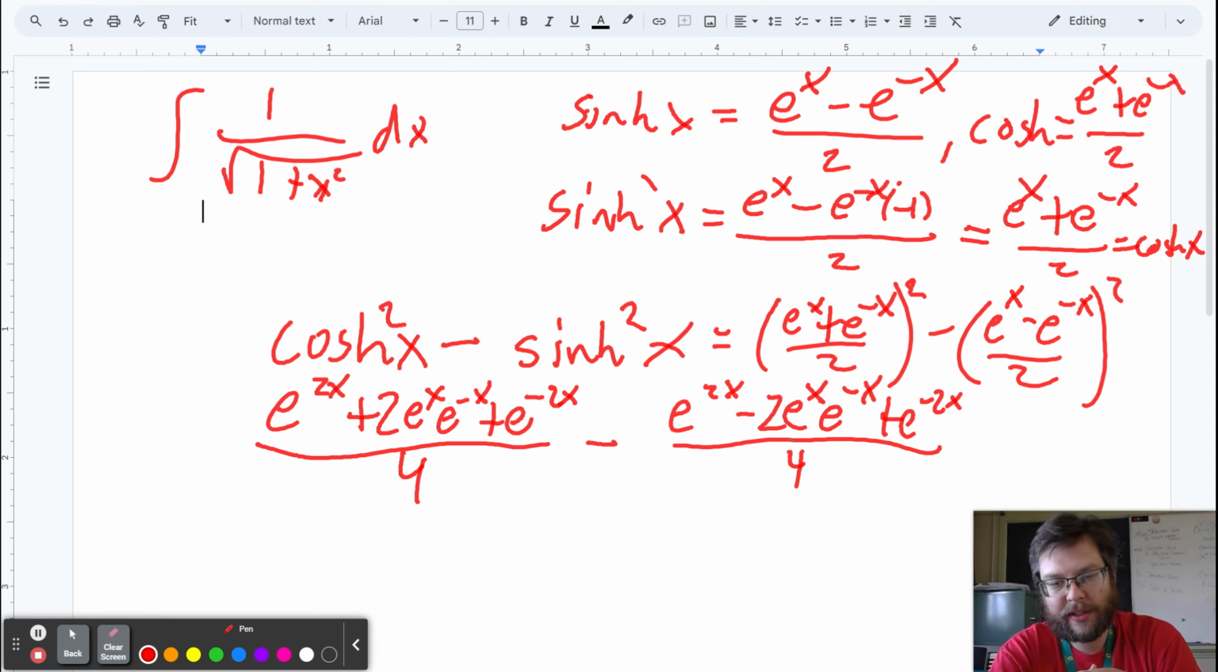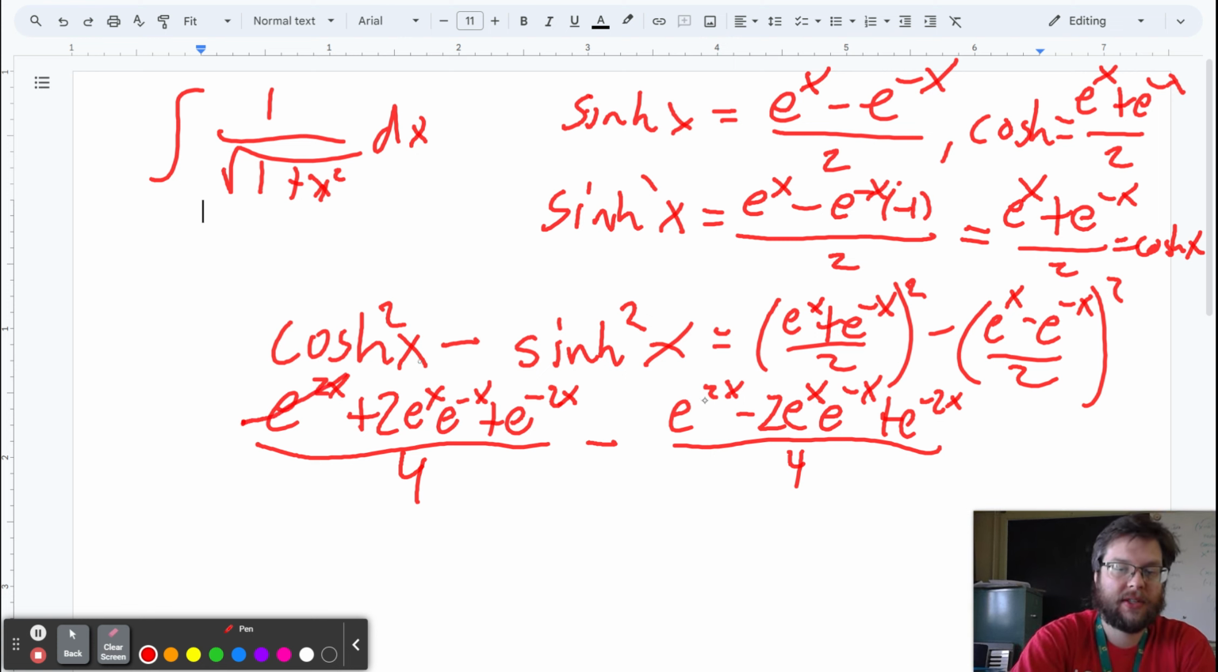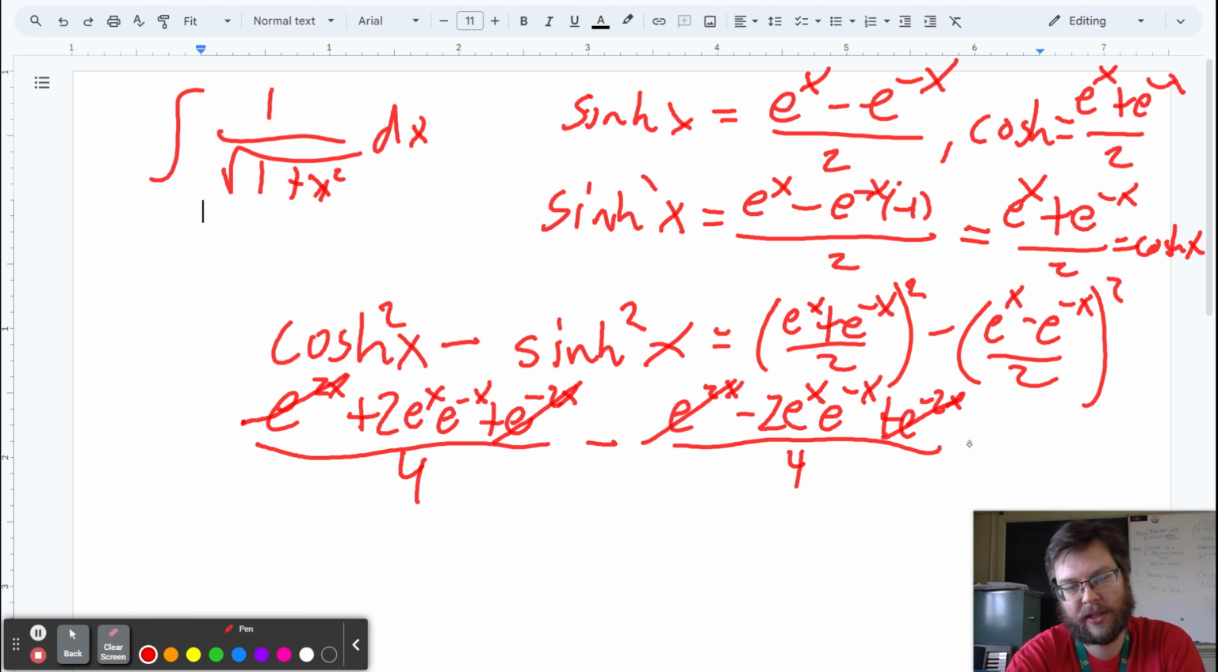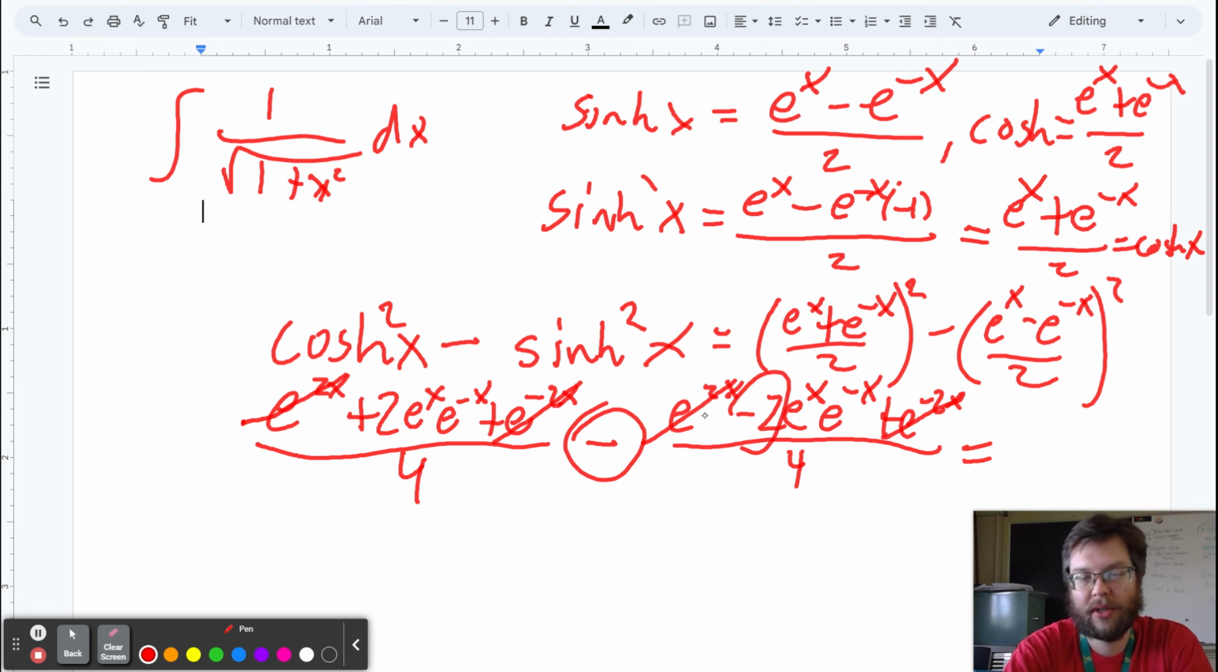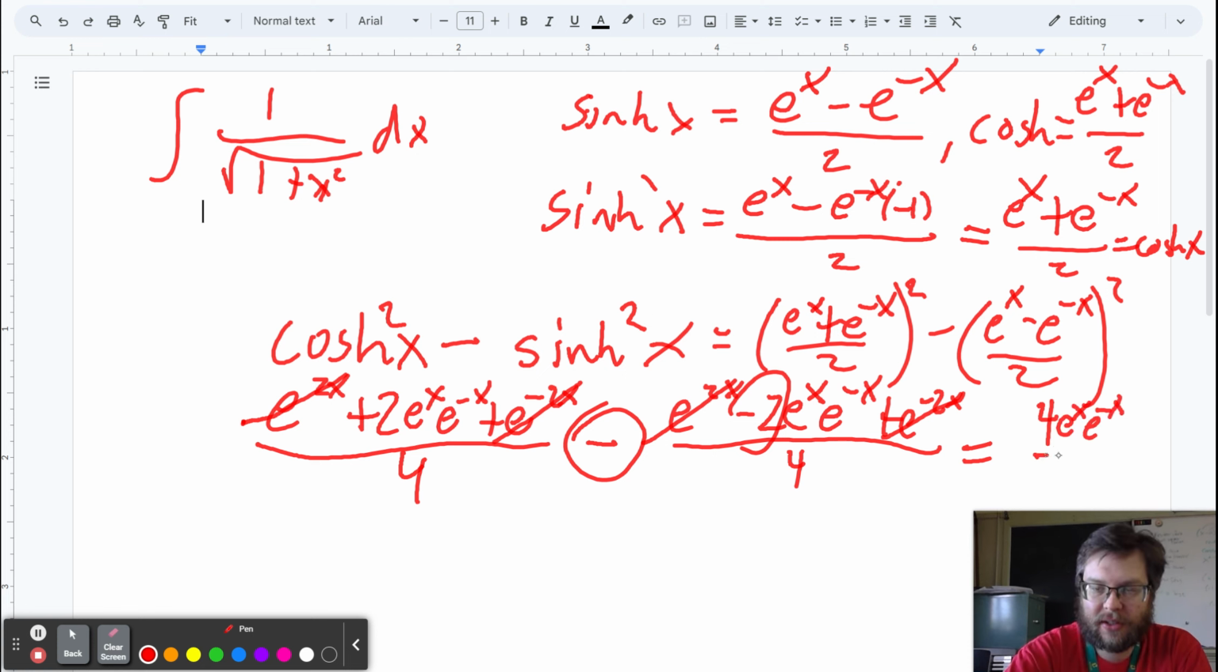And when we're looking at how these things work together, I can see that I've got a positive e to the 2x minus e to the 2x. I've got a positive e to the negative 2x and a minus e to the negative 2x. Be very careful with this next part. I've got a minus and a negative, so minus negative makes it plus. So I actually have 4 e to the x, e to the negative x, over 4. And that equals the number 1.